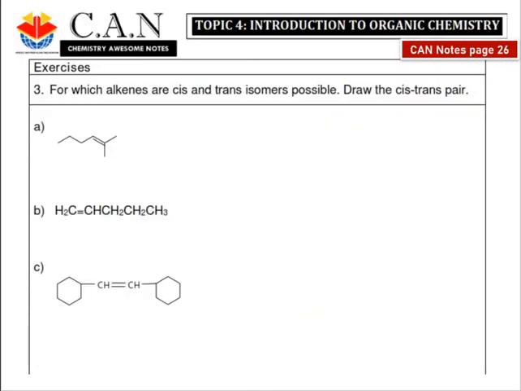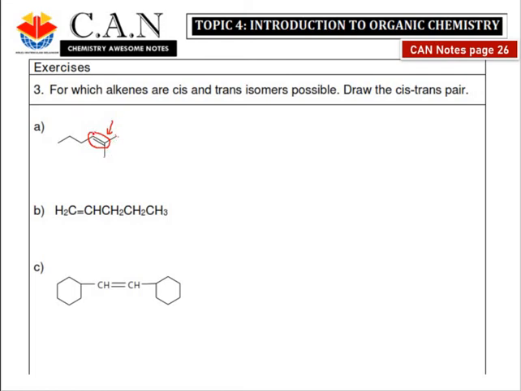Alright. So number 3, for which alkene has are cis and trans isomers possible? Draw the cis-trans. Okay, for A, kalau kita tengok A dekat sini, reciprocal rotation adalah pada carbon-carbon double bond. Okay, so look at here, this carbon. Okay, carbon ni ada apa? Dia ada CH3, CH3. 2 cabang ni adalah CH3. Maksudnya dia ada similar apa? Dia ada similar group, iaitu CH3.